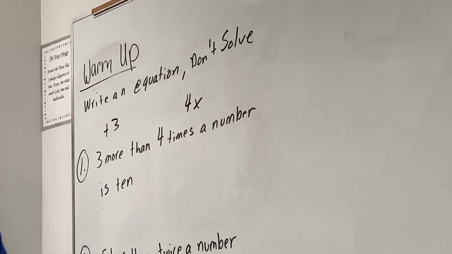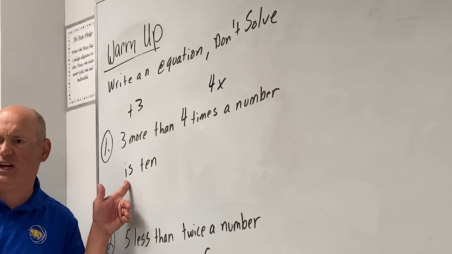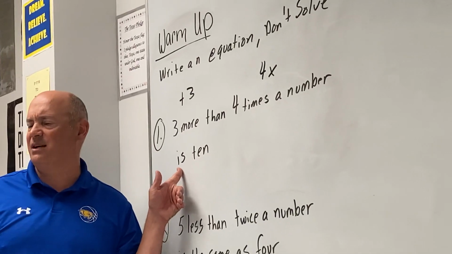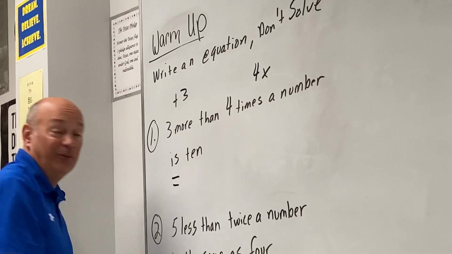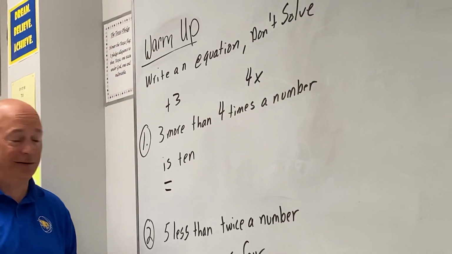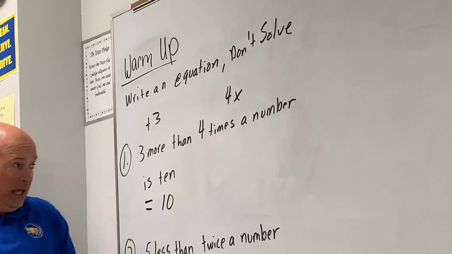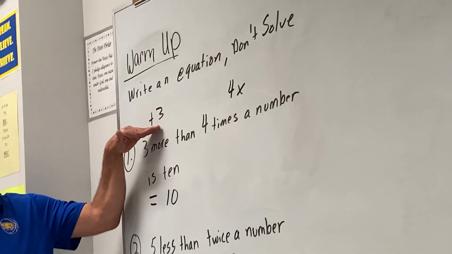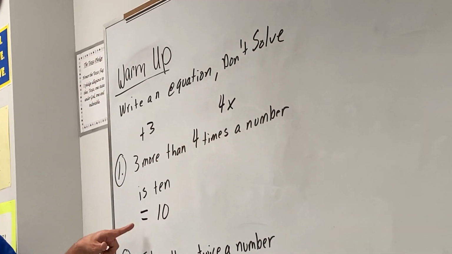Let's keep reading. Is, if I say your grade is a 94, what does that mean? My grade equals. Equals. And what number does 10 mean? 10. So let's put this together. Somewhere in my equation we need to add 3. We're going to have to multiply 4 times x. Then that has to be equal to 10.